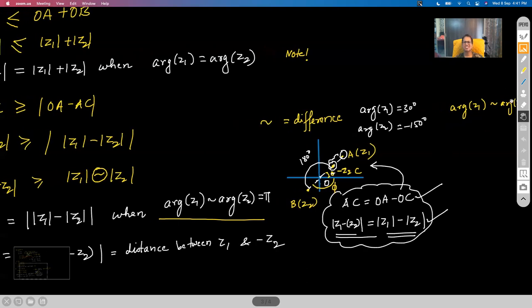The other modulus is because you want this quantity to stay positive. Because if it is not positive, let's say mod Z1 was 3 and mod Z2 was 5, 3 minus 5 will become negative 2. But the mod of any complex number, mod of Z1 plus Z2, should remain a positive quantity, right? So here we are talking about the absolute difference. In order to make it absolute, we are putting an extra modulus sign. That extra modulus sign is just to make it positive.